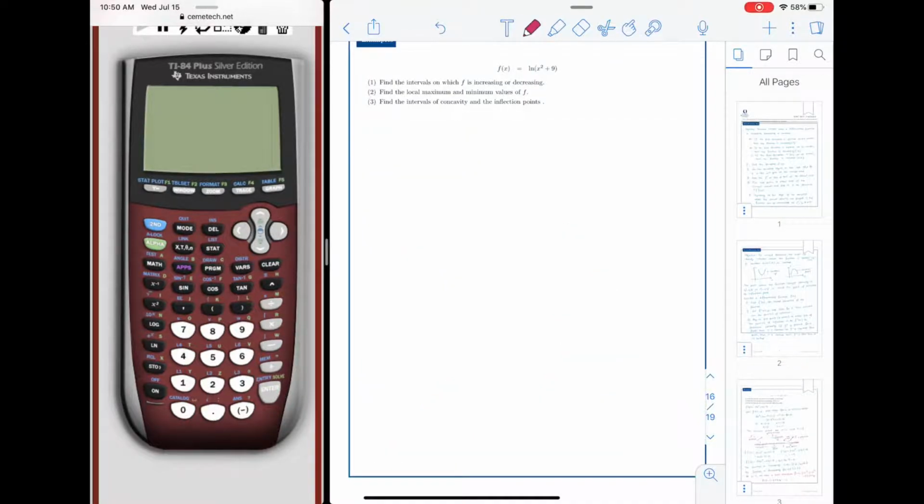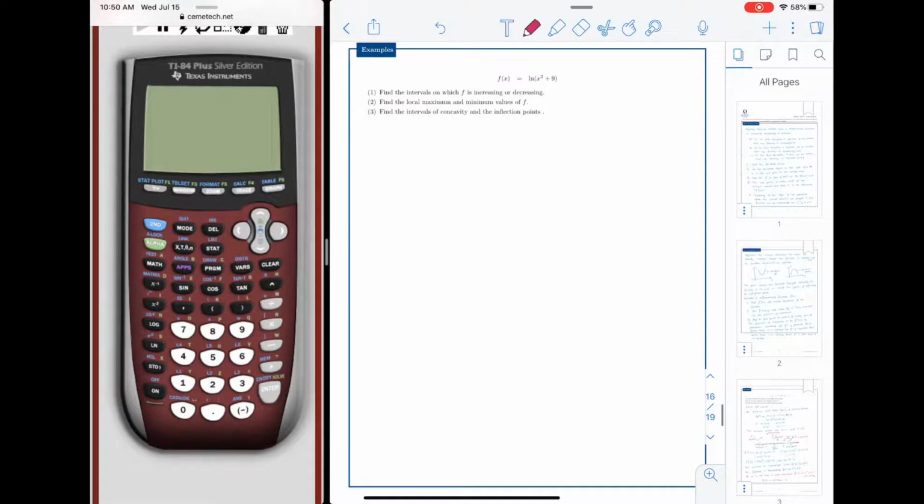So here is another example on derivative tests. As always, the first step is to find the derivative. We have to use chain rule. So 1 over x squared plus 9 multiplied by 2x. Set f prime of x equal to 0 and solve for x.